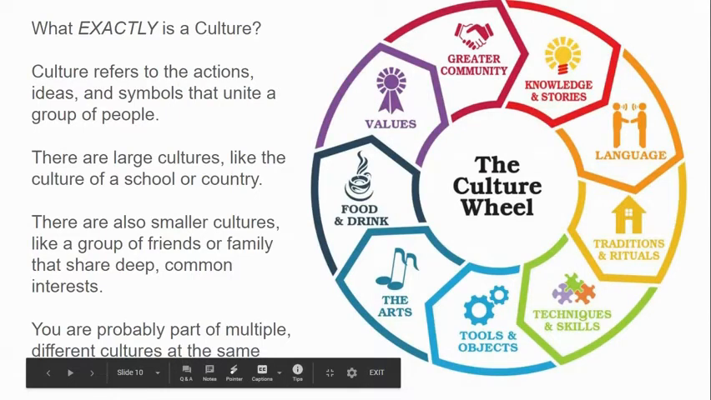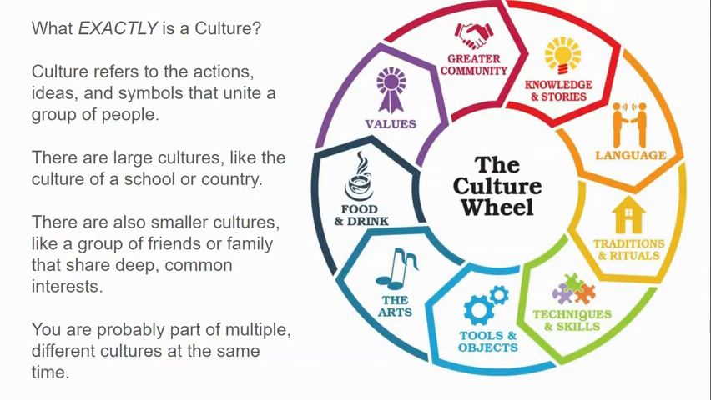A lot of sixth graders know this from their social studies experience, but what exactly is a culture? Well, culture is actions and ideas and symbols that tie people together. And there are big cultures like a country's culture or a school's culture, but there's also smaller cultures too, like cultures of friends and families, things that you share with people that you're interested in or like to do together. And the odds are also very good that you are part of many different cultures at the same time. So you might be part of the Franklin culture or the United States culture, but maybe you and a group of your friends have a culture based on some interest that you share.